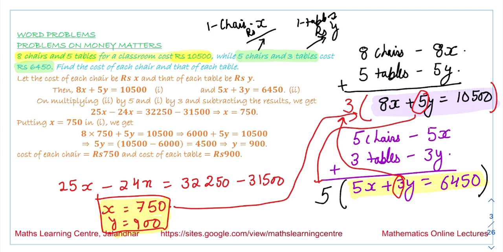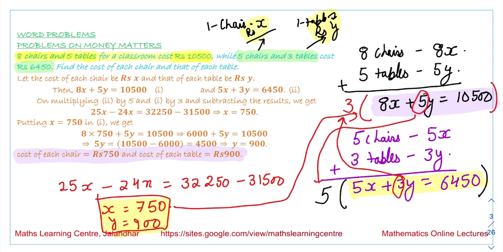In these word problems, I will be emphasizing more on how to make the equations than on how to solve the equations. How to solve the equations we have already seen in detail. So these are the values of x and y. And what are x and y? They are the cost of one chair and one table. That is what we have to calculate. So the final answer we get is the cost of each chair is rupees 750 and the cost of each table is rupees 900.